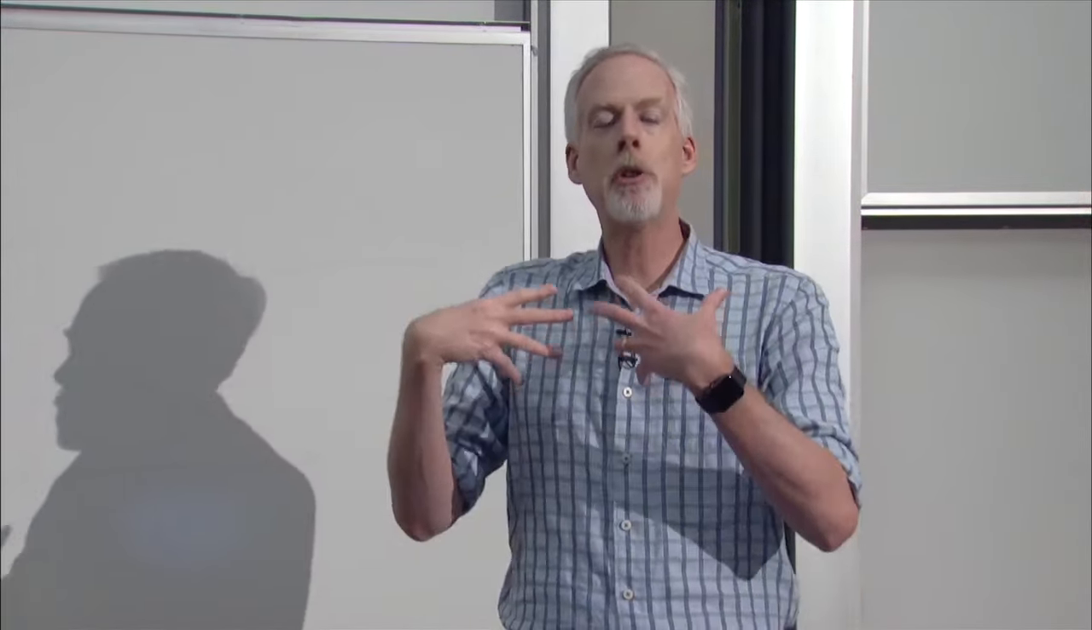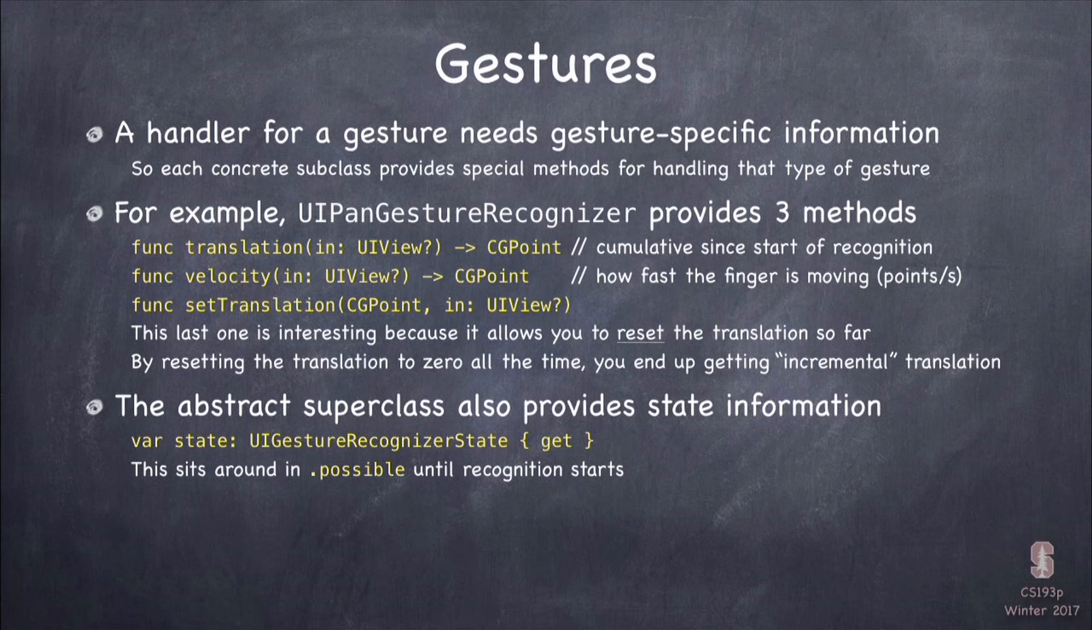Now, the abstract superclass UIGestureRecognizer, even though you don't make one, it still is the superclass of these things, and you do inherit especially this one very important var called state. The state tells you the state of the gestures, how it's being recognized. So all of these gesture recognizers start out in the state possible. It's possible this gesture could happen.